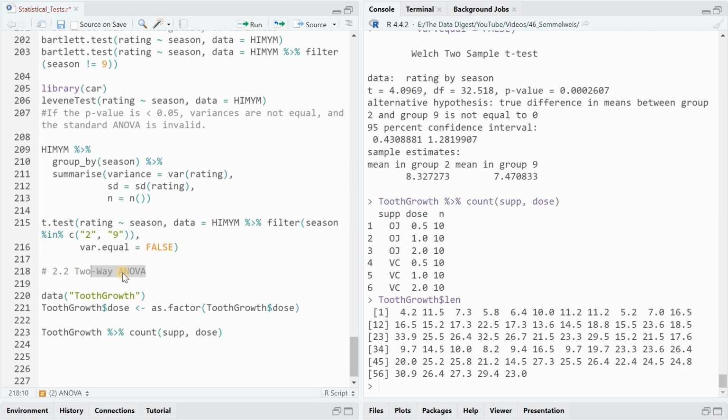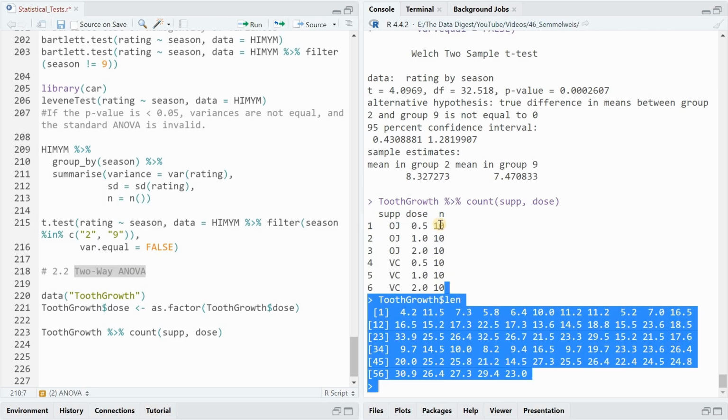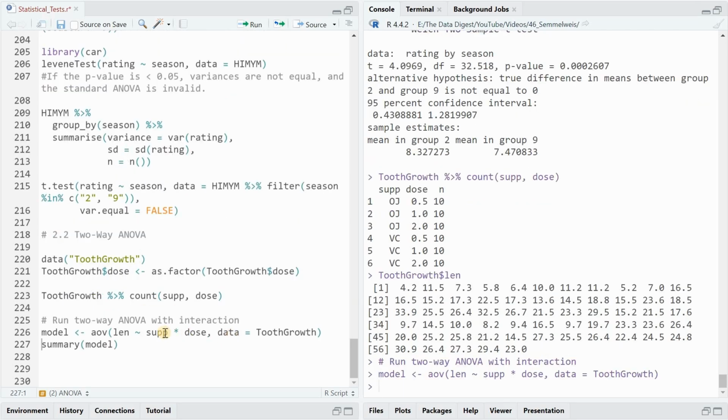Next, I want to cover a two-way ANOVA. We have tooth growth data with the length of teeth, 60 different samples, and now we have two factors that go into the prediction of tooth length. One is the supplement, being orange juice or vitamin C, so 2 levels, and the other one is the dosage, so small dose, medium dose or high dose, and for each of the groups we have a sample size of 10. This is the formula to run the ANOVA based on 2 factors.